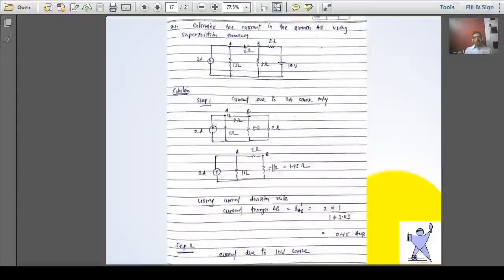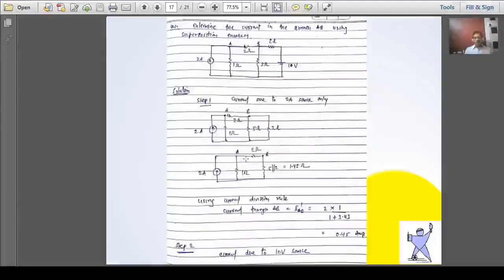So this is the scene when replacing the 10 volt source by a short circuit. We can see we have to find the current in this AB branch. These 2 and 5 ohm are in parallel, so we can redraw this circuit. This 2 and 5 ohm in parallel will give you 1.43 ohm parallel resistance. What we have to do is find the current in the 2 ohm resistor.